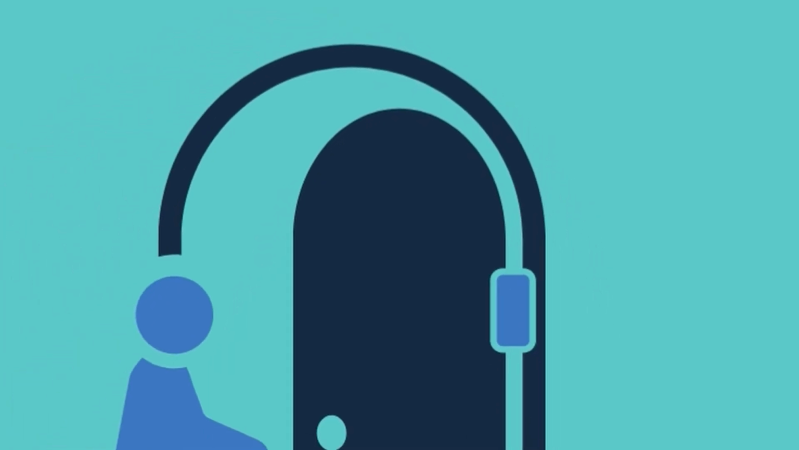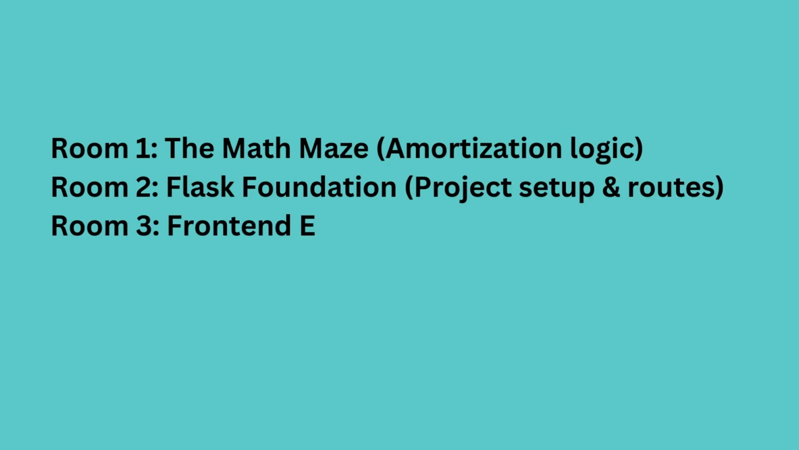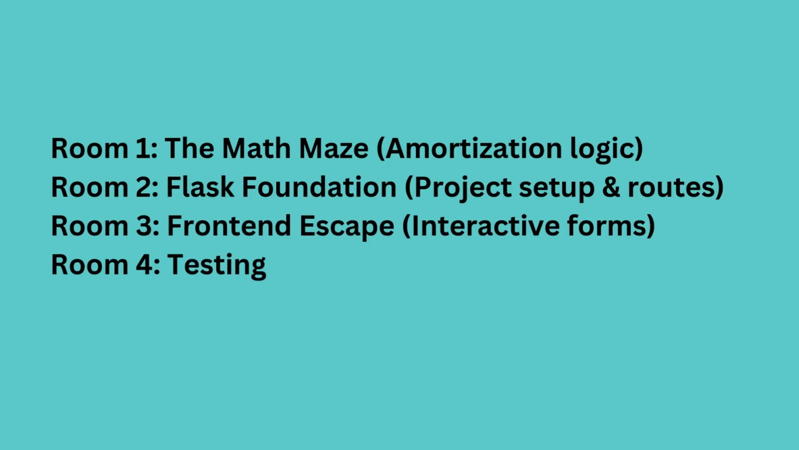Here is how we'll escape one room at a time. Room 1, the math maze, amortization logic. Room 2, Flask Foundation. Room 3, Frontend Escape. Room 4, testing and debugging.